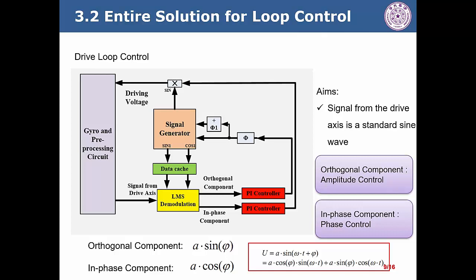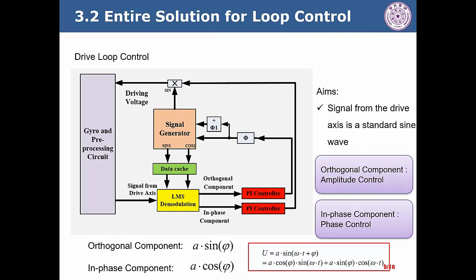Let's take the drive loop control as an example. The aim of the loop control in the drive axis is to keep the signal from the drive axis a standard sine wave. That is to say, we need to keep the amplitude constant and the phase to be zero.